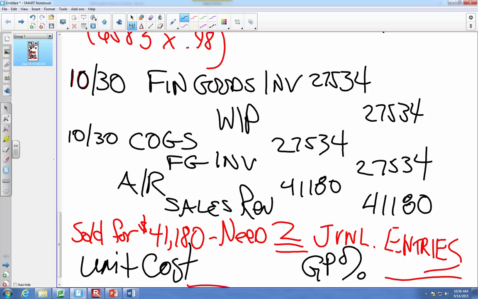You know that you've got to have 2 journal entries when you sell something. One to pull the asset off of your balance sheet and run it through the P&L as an expense, and the other to book the sale. I sold 30 of these things. What's the unit cost on them? $1,251.